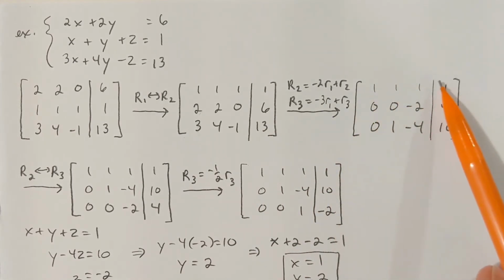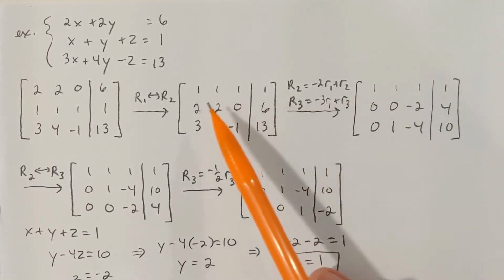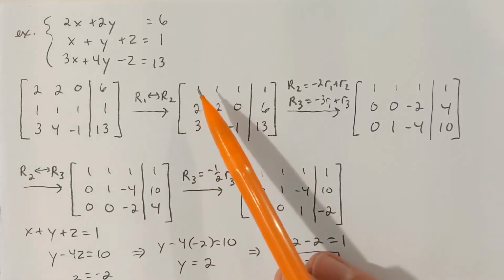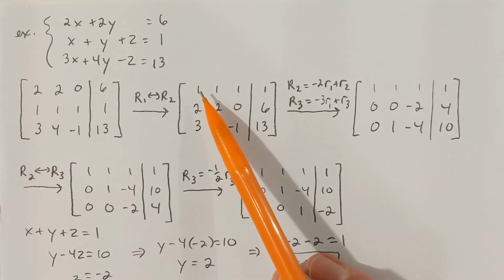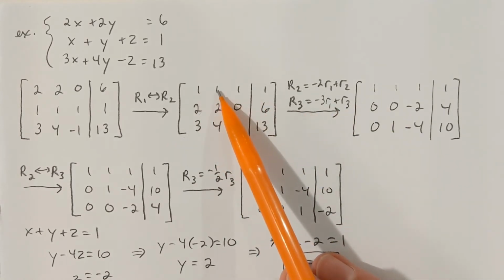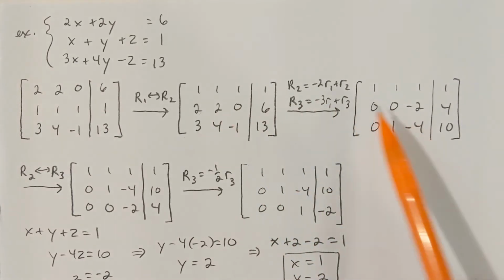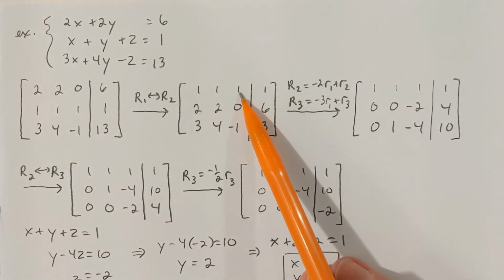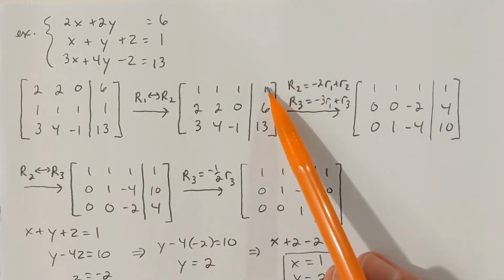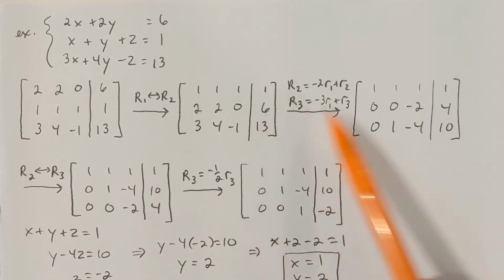Row 1 is going to stay as is. Row 2, we're taking negative 2 times row 1 plus row 2. Okay, so negative 2 times 1 is negative 2, plus 2 is 0. Negative 2 times 1 is negative 2, plus 2 is 0. Negative 2 times 1 is negative 2, plus 0 is negative 2. And then negative 2 times 1 is negative 2, plus 6 is 4.